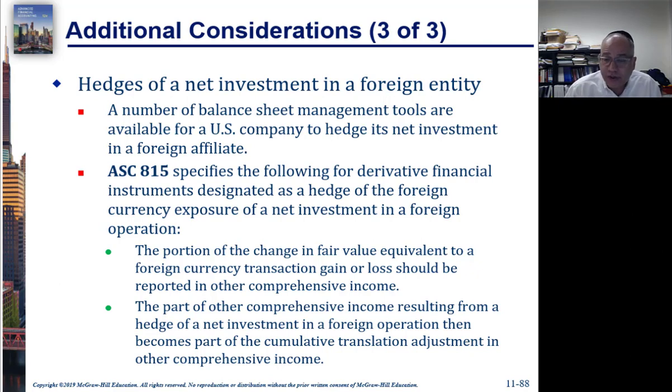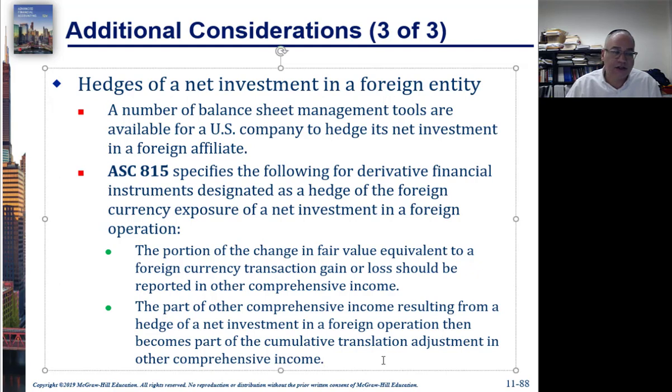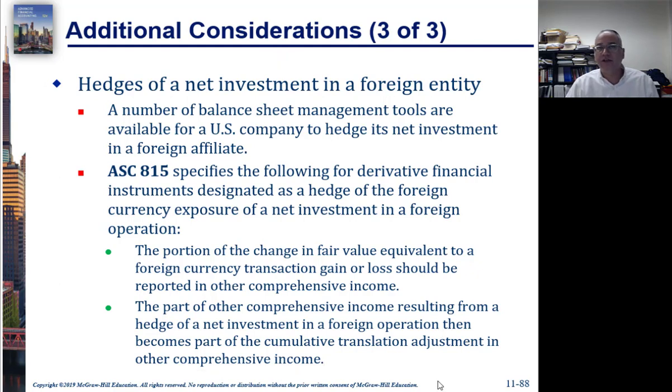And if you do this properly, if you document it and everything else, then these differences in gains and losses should offset each other, and they can all go to other comprehensive income. It's called a hedge of a net investment in a foreign operation. And it goes to OCI. And you can continuously place it into OCI.